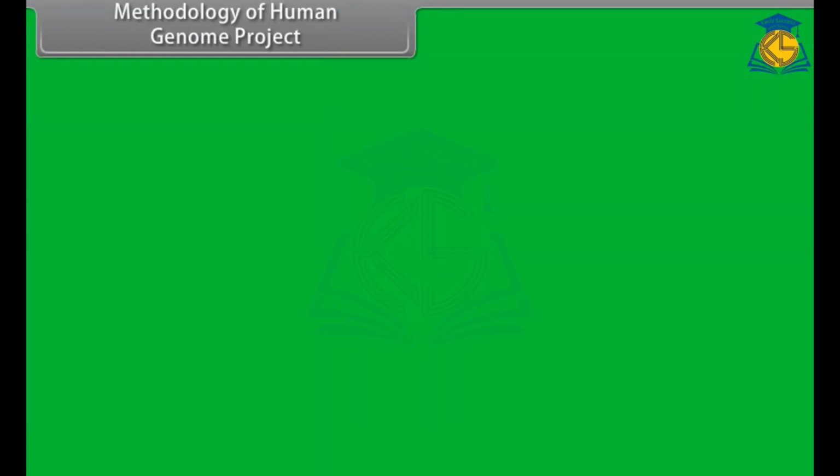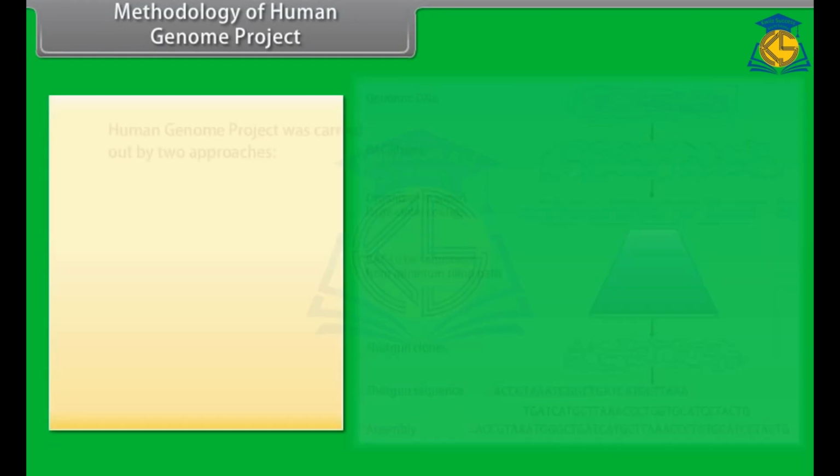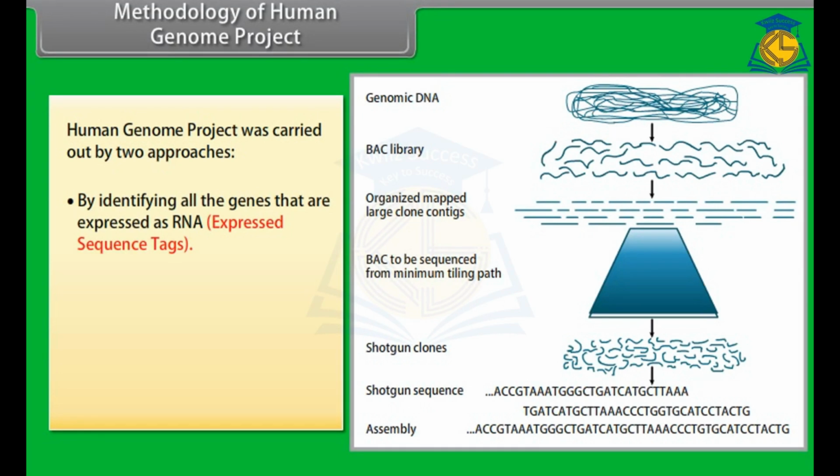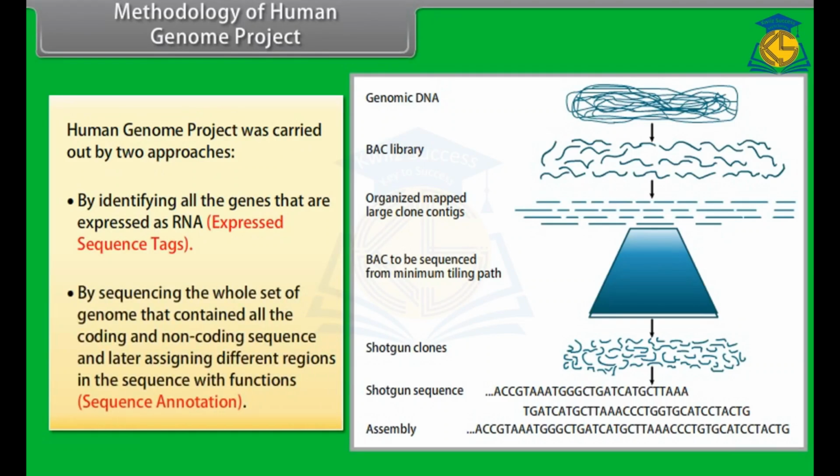Methodology of the Human Genome Project. The Human Genome Project was carried out by two approaches: by identifying all the genes that are expressed as RNA, expressed sequence tags, and by sequencing the whole set of the genome that contained all the coding and non-coding sequences, and later assigning different regions in the sequence with functions, sequence annotation.